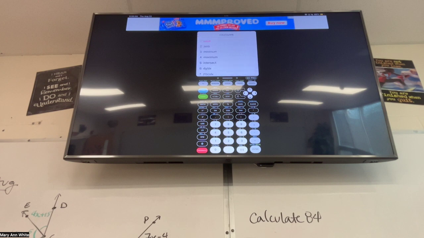And then because we can see it, we can figure out what it is. Find your point of intersection, left bound, right bound, first curve, second curve. And I get x equals 80. What does that mean?